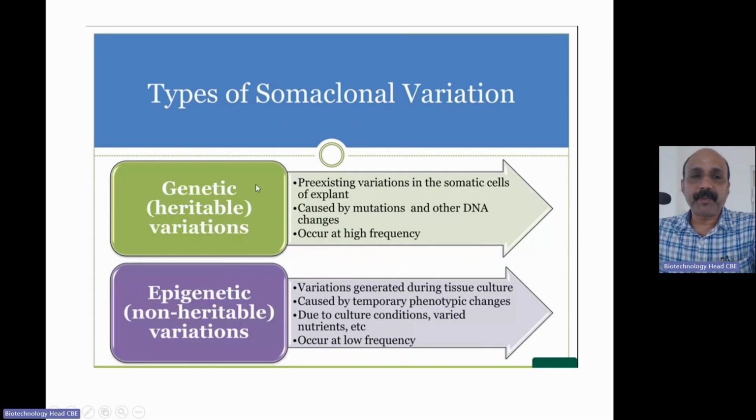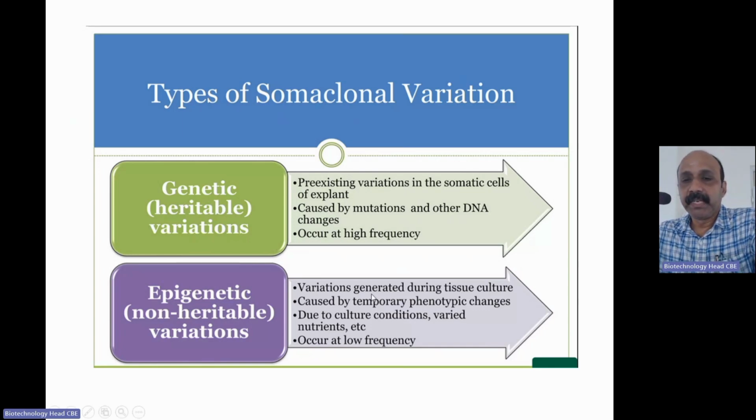The types of variation that can occur are heritable and non-heritable variation. Heritable variations are those genetic variations in the DNA that can be transmitted to the offspring. This pre-existing variation in the somatic cells can be transmitted to the offspring, and can be caused by mutations and other DNA changes, and these occur at high frequency, which may be desirable or undesirable variations. The other one is non-heritable variation, which is epigenetic, just DNA modifications that are not transmitted to the next generations.